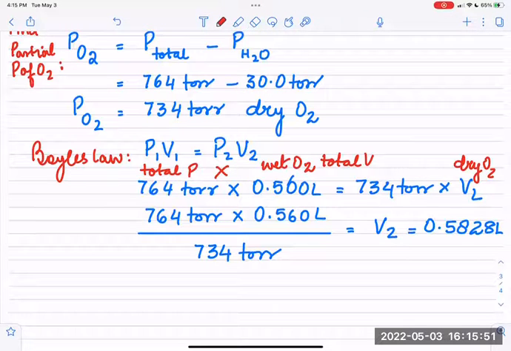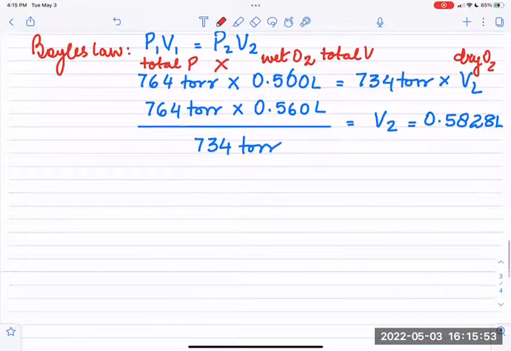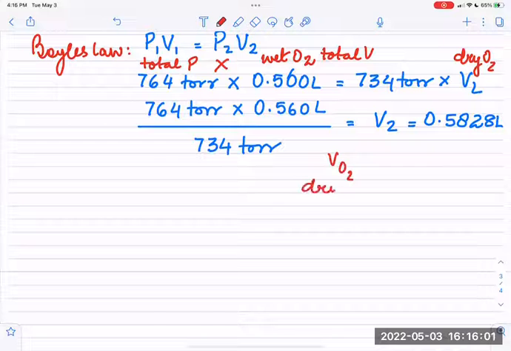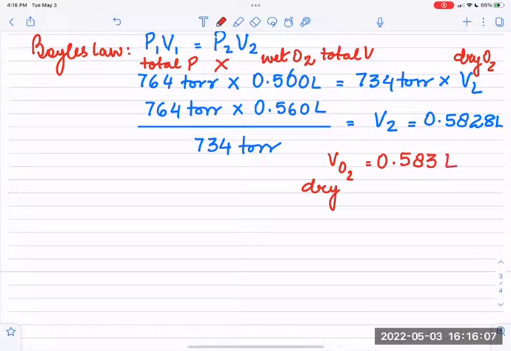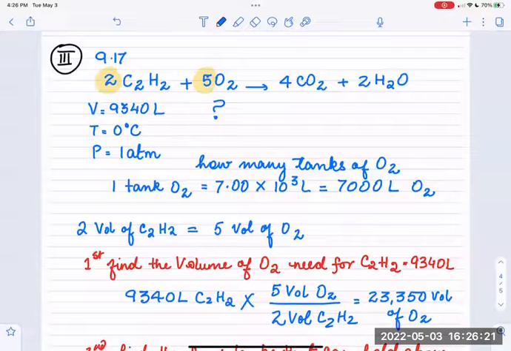So when you do the math, you get 0.5828. So the answer is the volume of dry oxygen is equal to 0.583 liters. Okay. All right, let's look at the next one. So our next problem is about finding how many tanks of oxygen are needed.